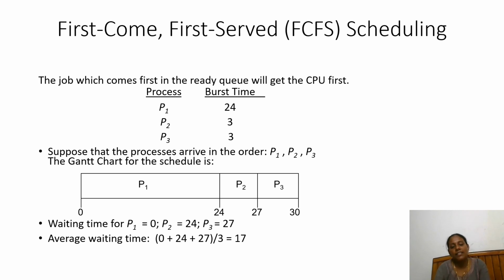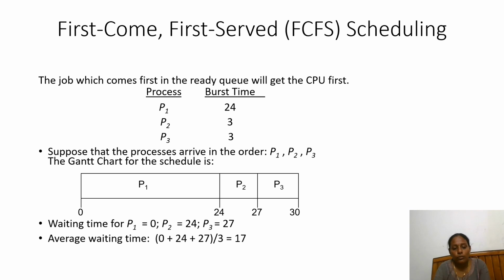But in this scheduling, it is called first come first served. Whichever process enters the CPU first, we take that process. So in that model, we take only process 1, which has the highest burst time, 24. So we can schedule this process with its burst time in a Gantt chart.